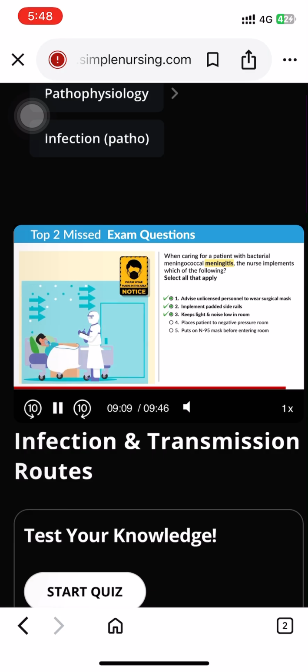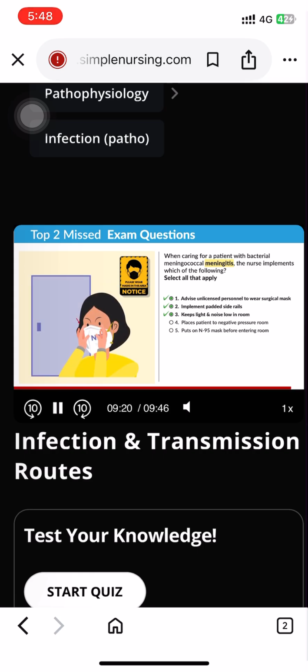And option 4 and 5 are incorrect. Place the patient in a negative pressure room. No, this is only done for airborne and not for droplet. And put the patient on an N95 mask before entering the room. No, again, this is only for airborne. For droplet, we use that surgical mask as well as the goggles.